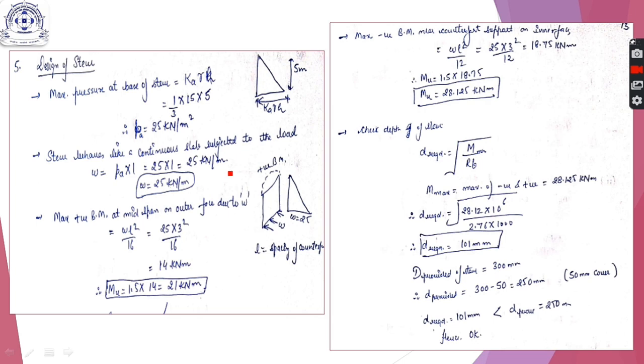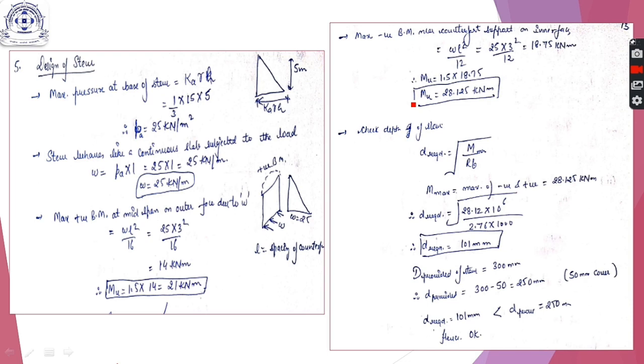Now we calculate the maximum positive bending moment and maximum negative moment due to this W. So maximum positive bending moment is this. We multiply this moment with 1.5 to get the design moment, which is coming out to be 21. Similarly, negative moment is WL square by 12. Here L is the length of the spacing between two counterforts, which is assumed to be 3 meters. So we get design negative and design positive bending moment.